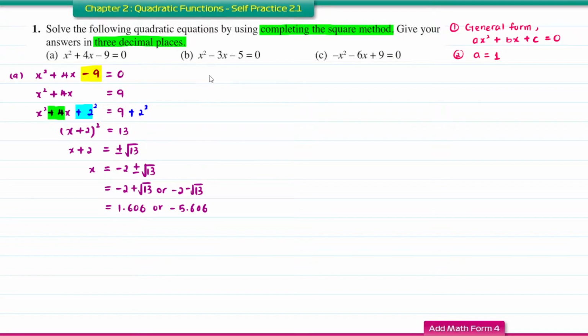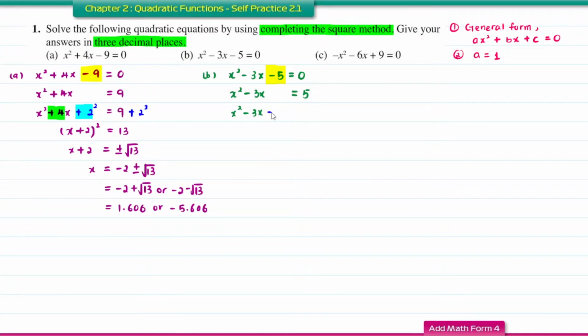Question B. x squared minus 3x minus 5 equal to 0. So this equation is written in general form and the a is equal to 1. Therefore, we can start solving this by moving the c to the other side. x squared minus 3x equal to 5.